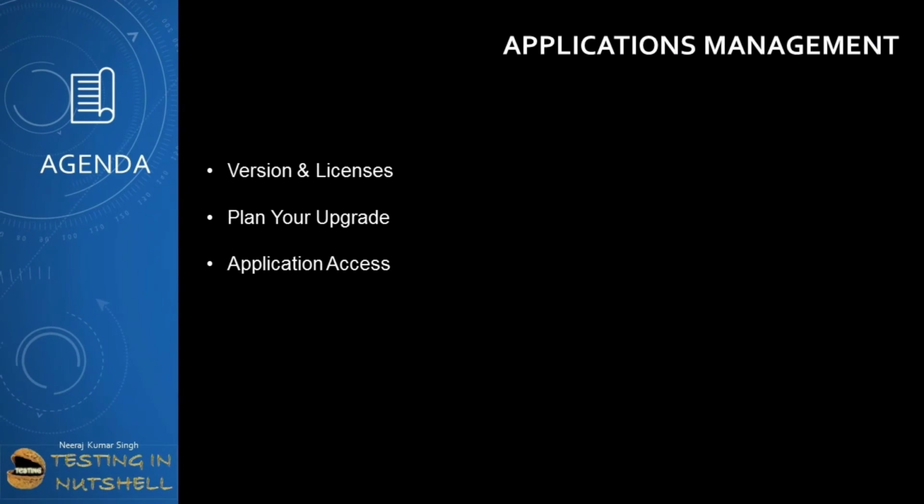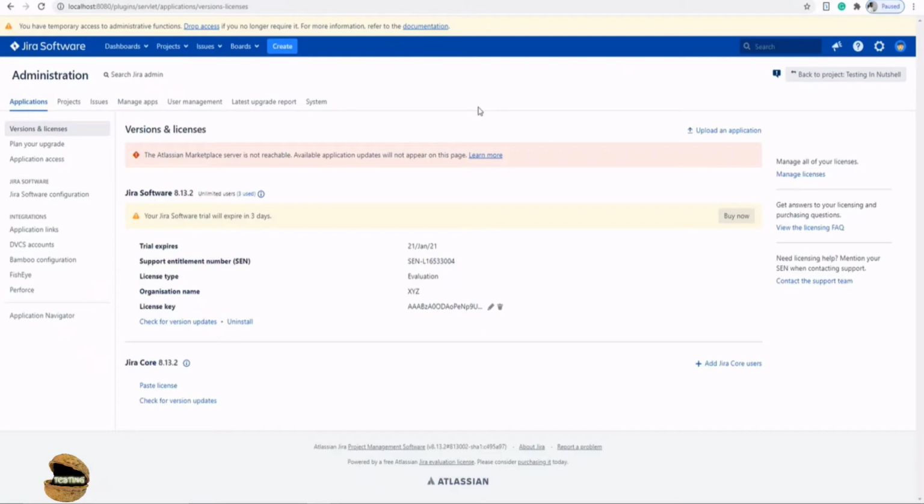As a part of this tutorial, we are getting into the next segment of Jira Administrator called Applications Management, where we will be understanding about versions and licenses of Jira, planning your upgrade of a Jira instance, and application access. To begin the understanding, all you need to do is navigate to the Applications section of the Jira Administrator menu. You can do that by clicking on the cogwheel at the right and navigating to the very first option here called Application, which will bring you to this particular menu item, Applications, where we have a lot of options related to the application itself which you are using.